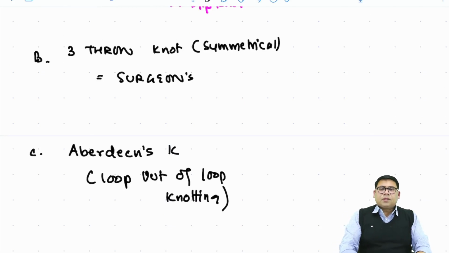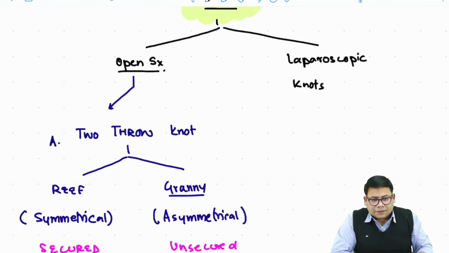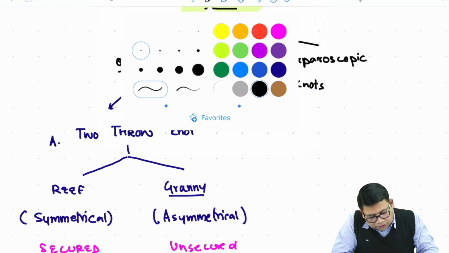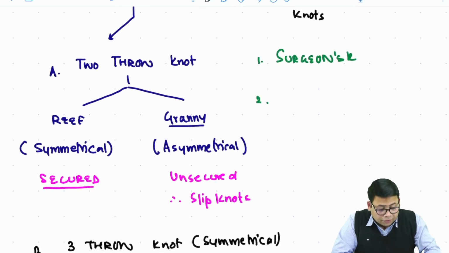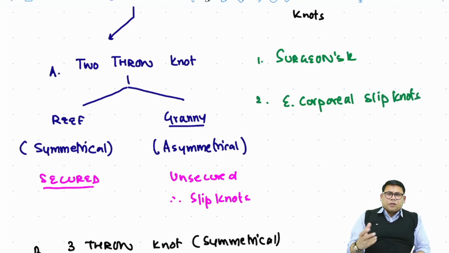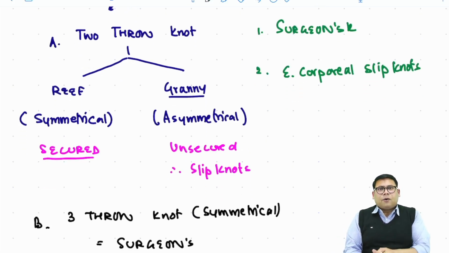The next is, when we talk about the laparoscopic knots, what are the knots that we have? We have the surgeon's knot, this is point 1, and the second that we have is extracorporeal slip knots. Now what do you mean by extracorporeal slip knots? They are created outside the abdomen, but they are secured inside.